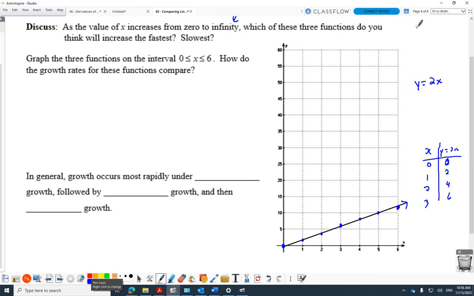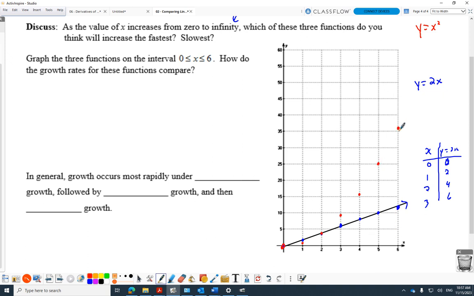Y equals x squared. Can we square numbers in our head while graphing them? I don't know. We'll try it. What's 0 squared? 0. What's 1 squared? 1. Actually lower than the other function. Maybe linear grows faster than quadratics. Oh, you should know better than that after a chapter of quadratics. What's 2 squared? 4. What's 3 squared? 9. 4 squared? 5 squared? Do you see quadratics has taken over?